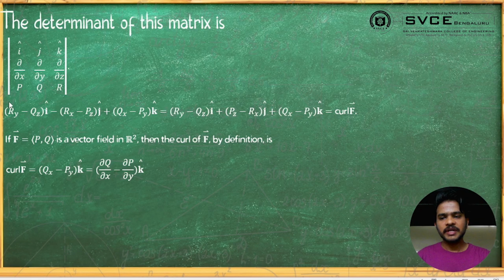The determinant of this matrix is (∂R/∂y − ∂Q/∂z) i − (∂R/∂x − ∂P/∂z) j + (∂Q/∂x − ∂P/∂y) k, which is equal to the curl of the vector F. If F = <P, Q> is a vector field in R2, then the curl of the vector F is defined by (∂Q/∂x − ∂P/∂y) k.